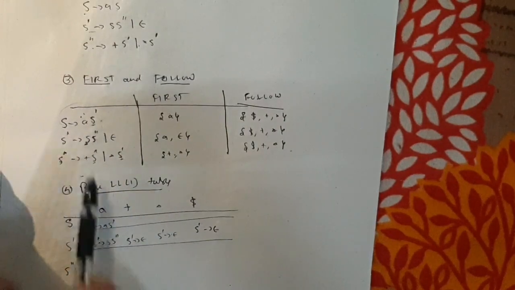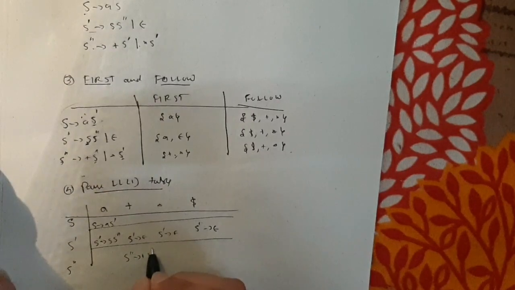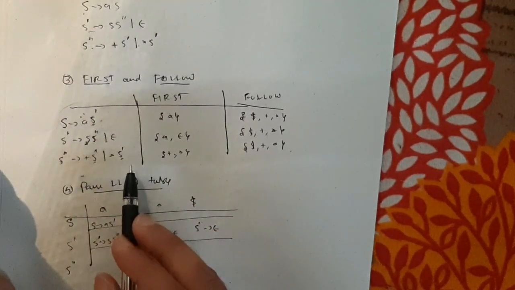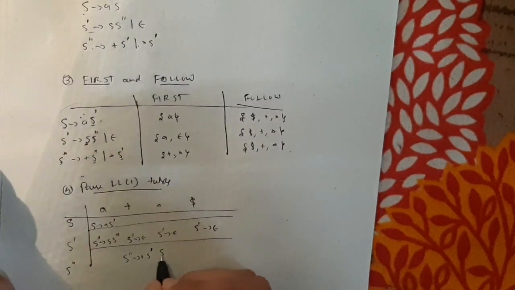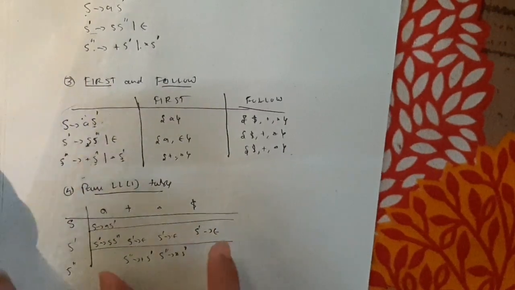Where you got plus from, write that one below the plus sign. S double dash goes to plus S dash. Star, where did we get it from, the star we got from this one, below star we will be writing S double dash goes to star S dash. This is the thing which you need to obtain in the end.